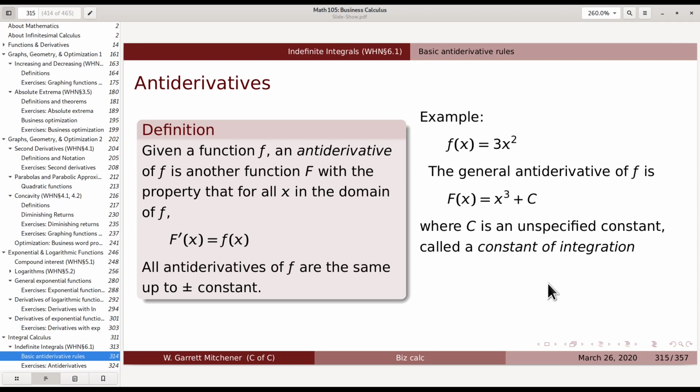We will often speak of a general antiderivative of f, and that is written as you find any antiderivative and then add an unspecified constant. It's usually plus c. Sometimes we'll use k or some other letter if c is already used for something else. C is an unspecified constant here called a constant of integration. So this formula that you're seeing here, big F of x equals x cubed plus c, encapsulates all of the different possible antiderivatives of this function little f of x equals 3x squared.